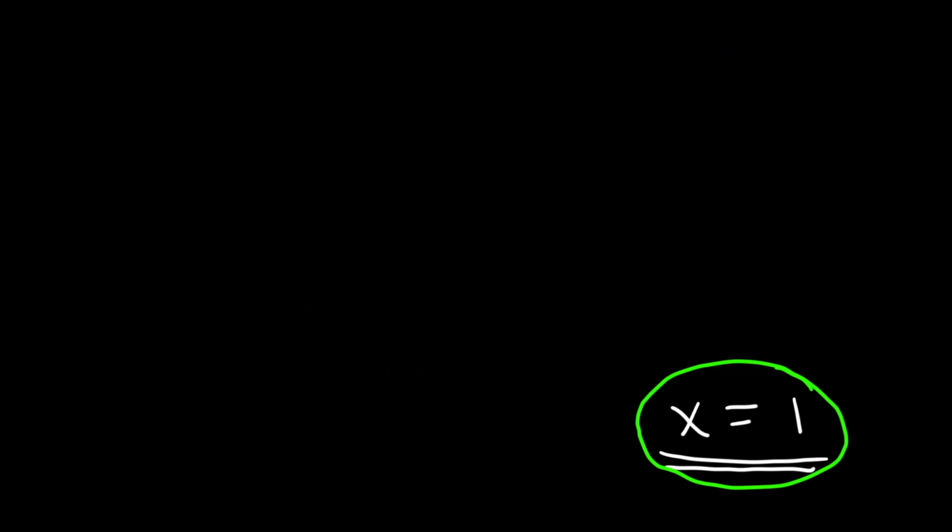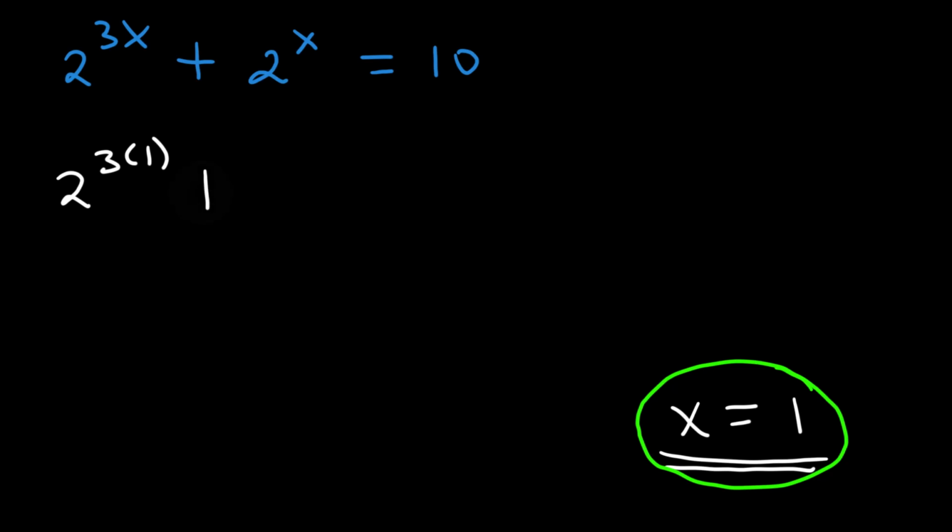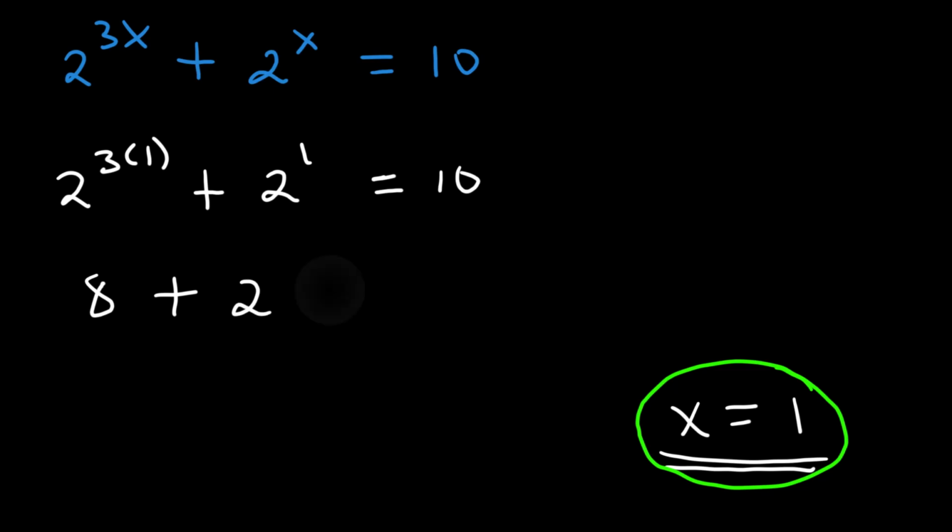Now, if you want, you can prove this answer. The equation was 2 to the power of 3x and then plus 2 to the power of x equaling 10. If we put in x equals 1, we shall have 2 to the power of 3 times 1 and then plus 2 to the power of 1 equaling 10. Now 2 to the power of 3 will be 8 plus 2 to the power of 1, which is 2, and this will be equal to 10. And so 8 plus 2 will give us 10 equaling 10. Therefore, the answer is correct. So that's how you can solve such an equation.